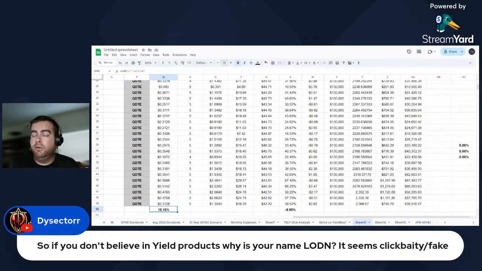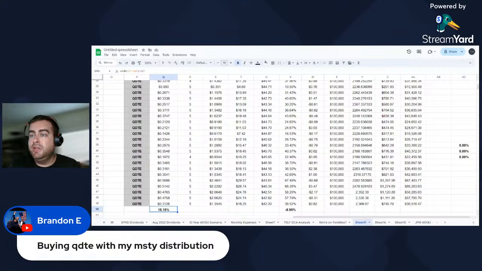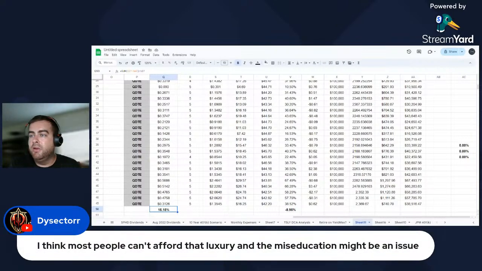And of course, they're guaranteed to pay out the same amount forever, right? Well, hopefully. If these underlyings could recover, it would be a whole different ball game, of course. Roundhill is taking a lot of juice. I think we could see that from the Jay interview, right? I think Jay was a little frustrated by it, if you guys noticed. Buying QDTE with Misty distribution. Oh, that's cool. I think most people can't afford that luxury, and the miseducation might be an issue.